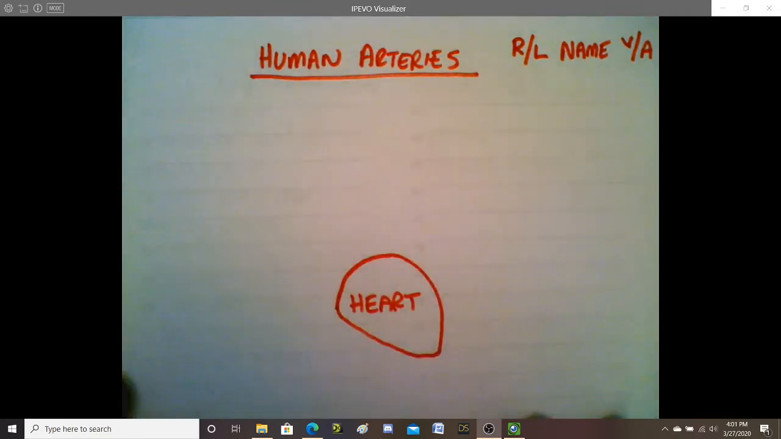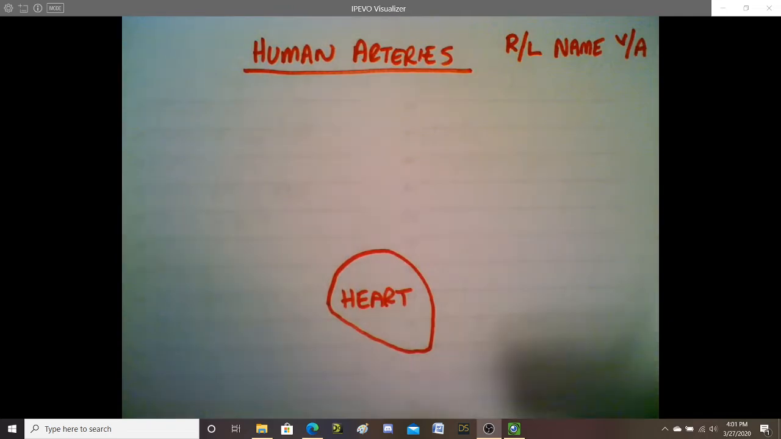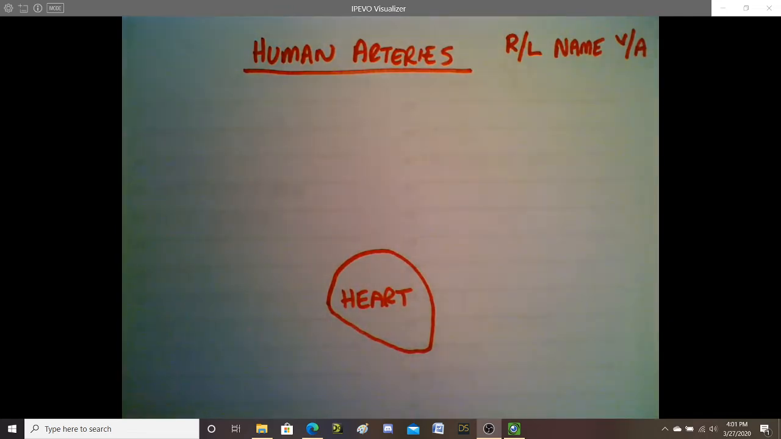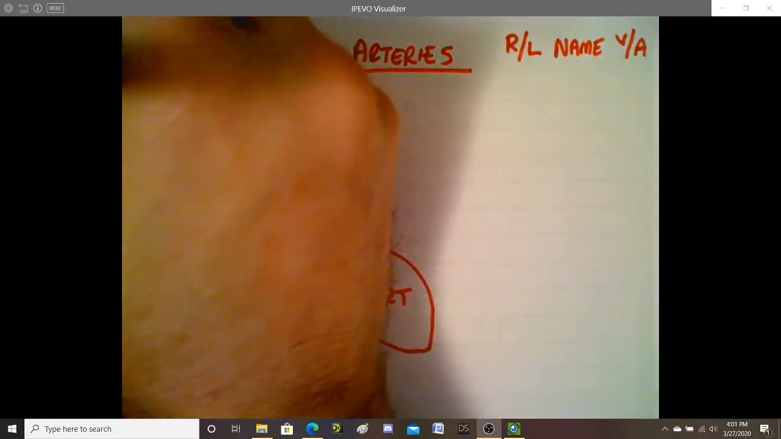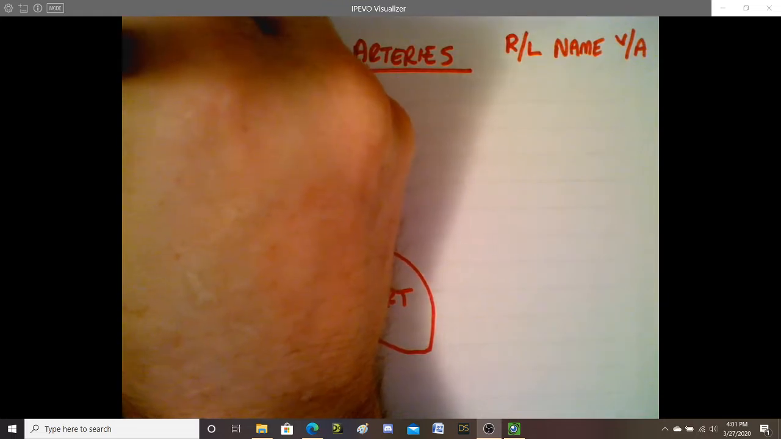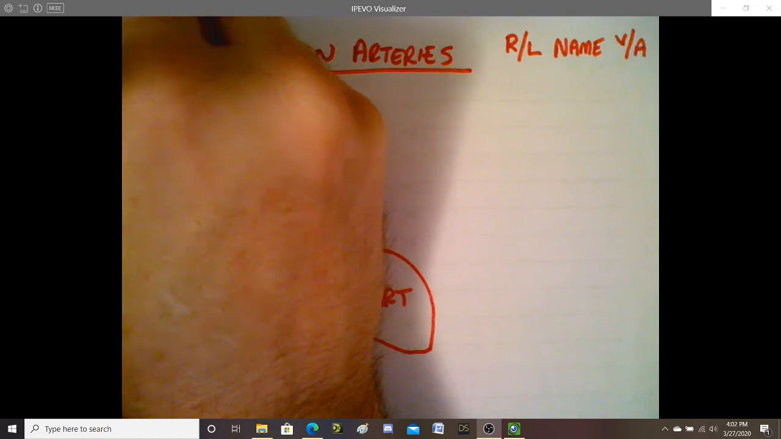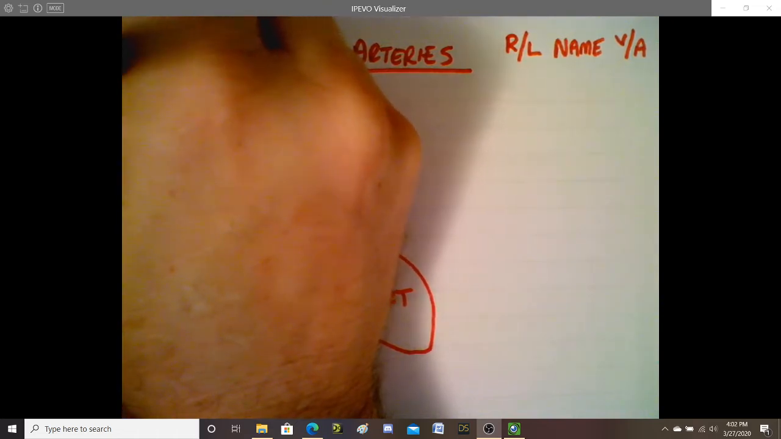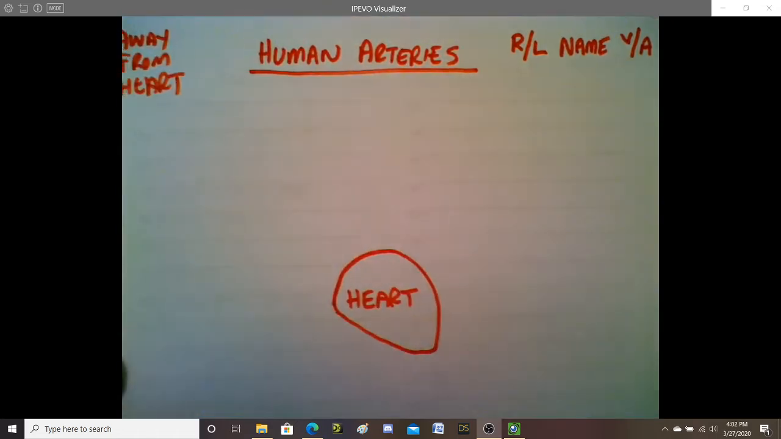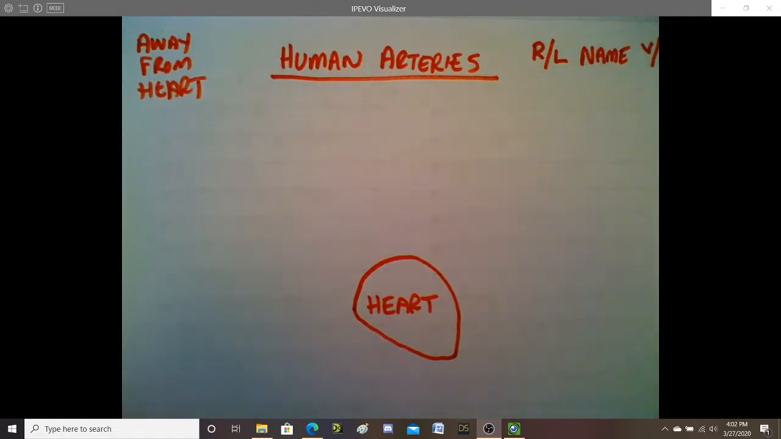Now, the heart is pumping blood out to the body. And remember, the definition of an artery is a blood vessel that moves blood away from the heart. So we are going away from the heart. All right. So we're moving away from the heart.